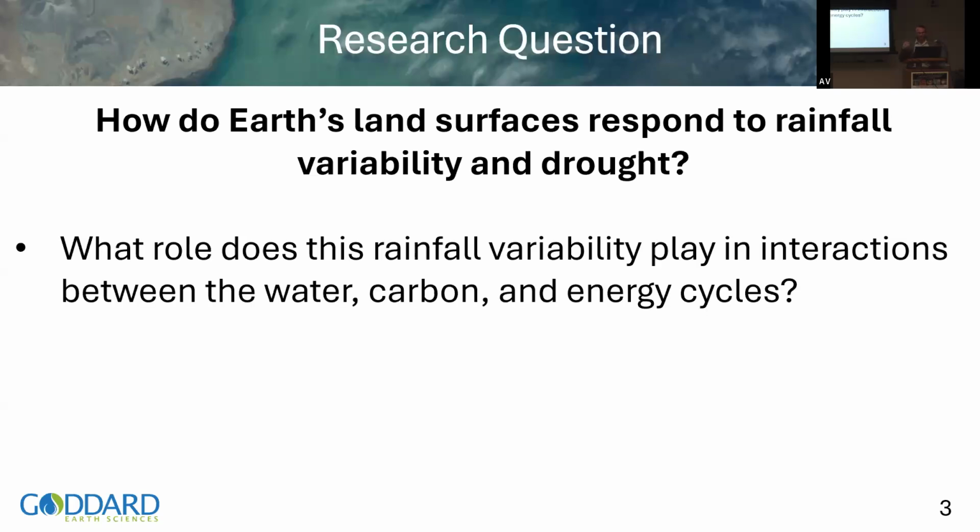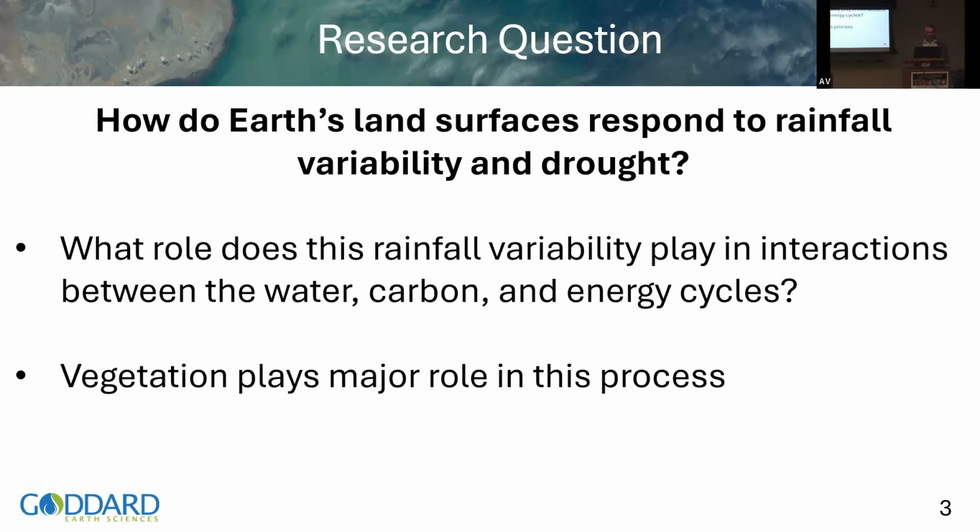And to answer that question, we have to answer a more technical one: what role does this rainfall variability play in the interactions between the water, carbon, and energy cycles? Water, carbon, and energy cycles are all linked at the land surface, and vegetation plays a very dominant role in how they are linked.